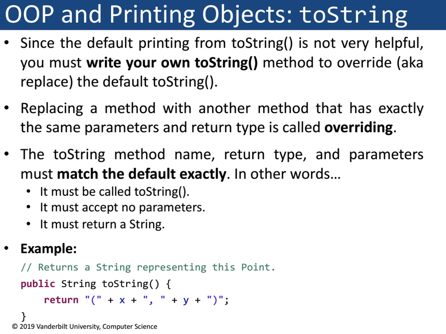So in Java, when we replace a method with another method which has exactly the same parameters and return type, so that's required, we can't say that we're overriding a method unless we have the same parameters and return type.